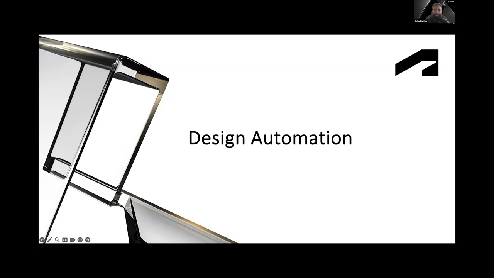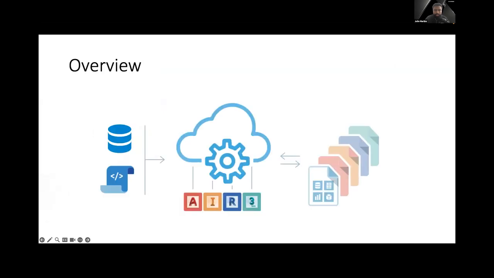So we all end this session with a great understanding of what design automation is capable of. All right, first of all, let's have an overview. Design automation is the API that is going to allow you to access the automation capabilities of the Autodesk core products. We'll talk a lot about Revit.